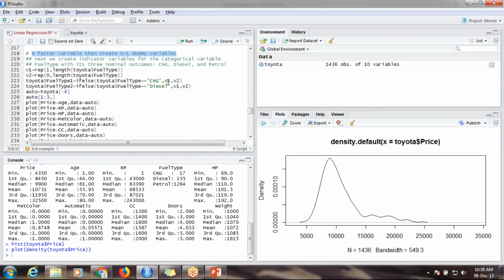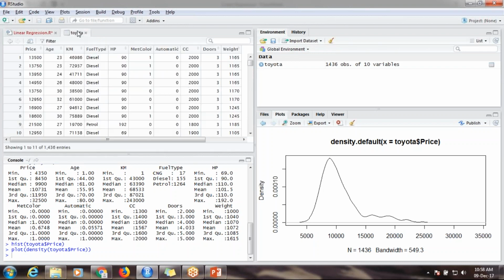Ankit, just one question. Rather than creating n minus 1 dummy variables, suppose we create a numeric variable, assigning diesel as one, petrol as two, and CNG as three. No, that will have a different meaning. I understood what you said, but let me tell you, if diesel is one, petrol is two, and CNG is three, then why not diesel half, petrol one, and CNG 1.5?